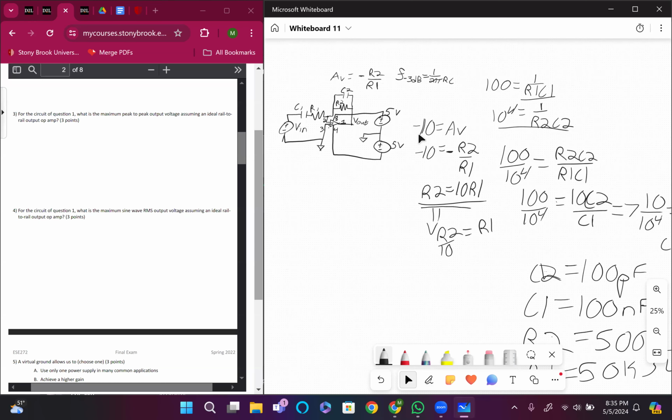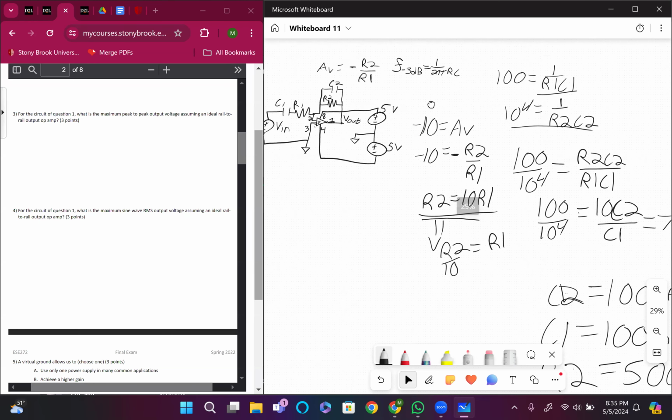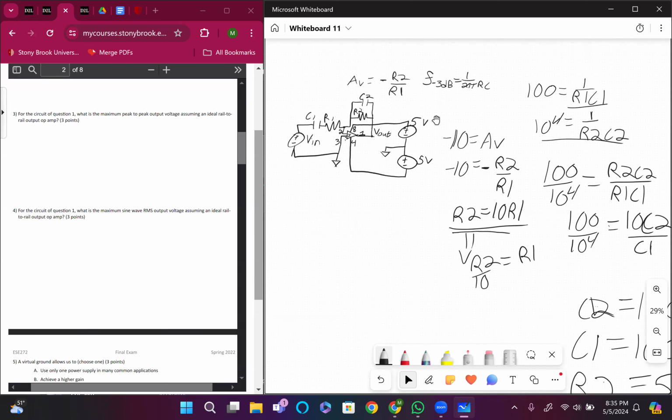Okay, so in this, we are going to be going over problems 1 through 4. The first problem is design a bandpass amplifier where the gain is -10 and the low frequency is 100 radians per second, and the high frequency is 10 to the fourth radians per second.